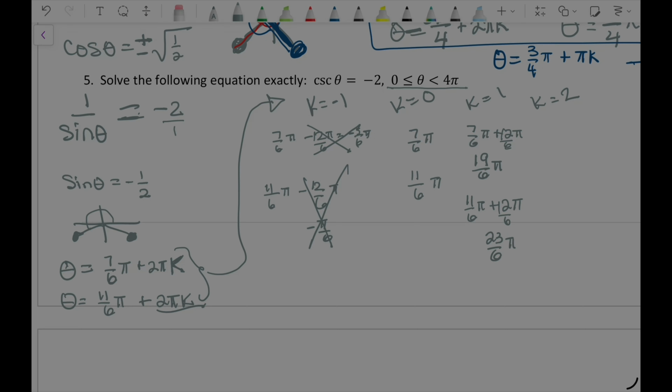11/6 pi. Okay. Now we want to go all the way up to 4 pi. So this is between 0 and 4 pi. This is between 0 and 4 pi. This one's between 0 and 4 pi. This is between 0 and 4 pi.